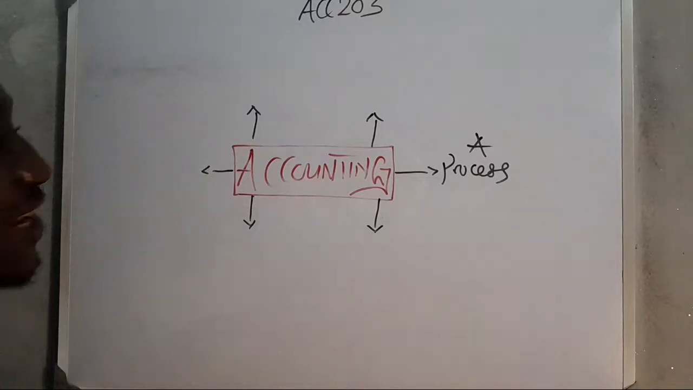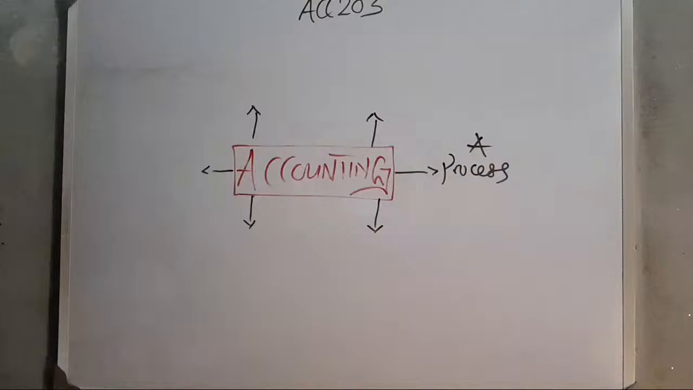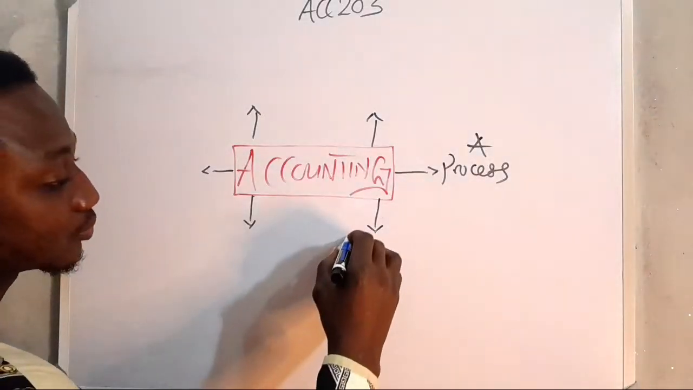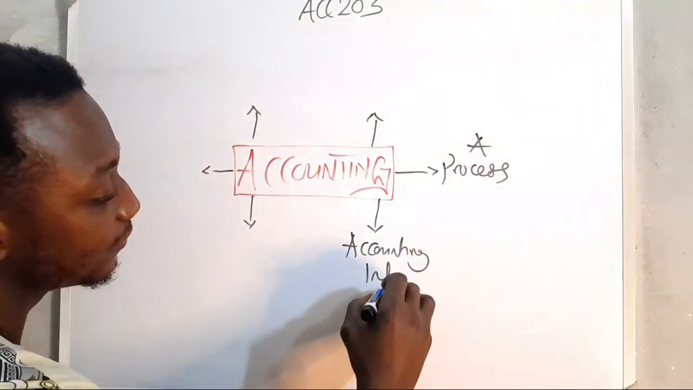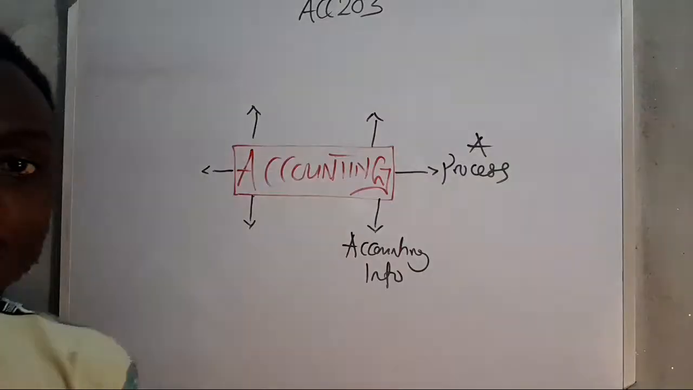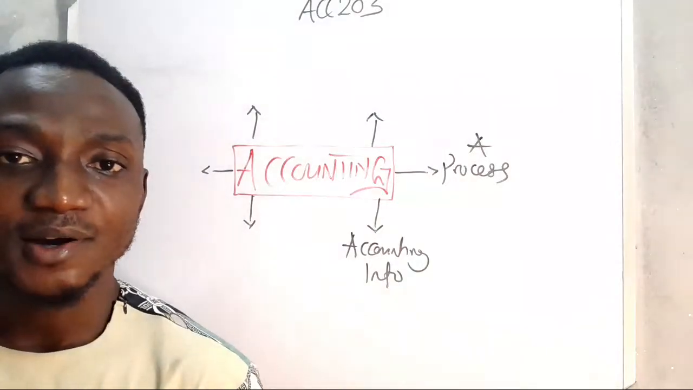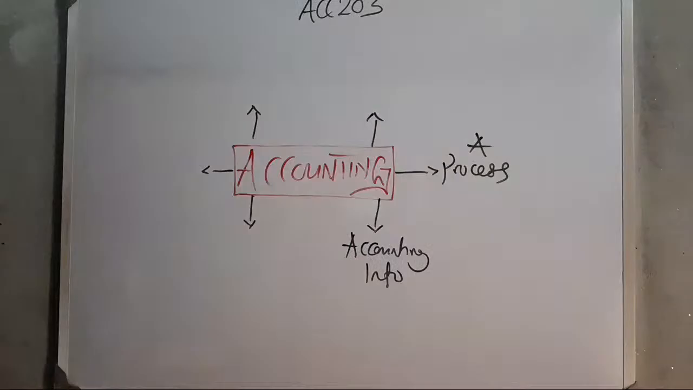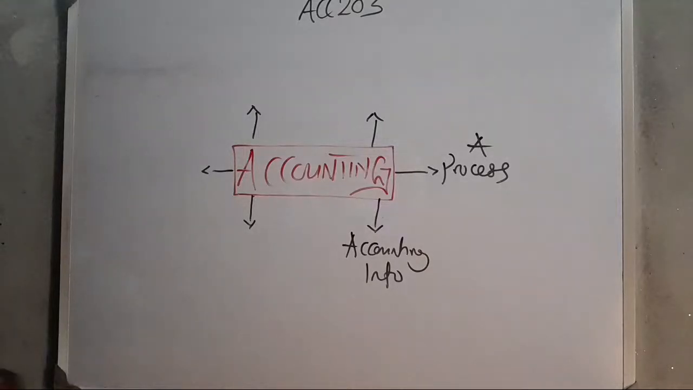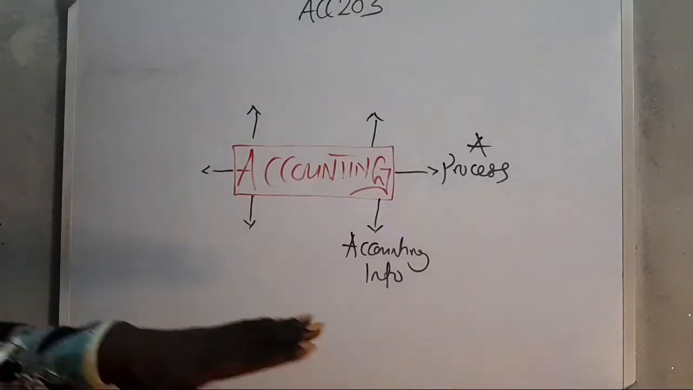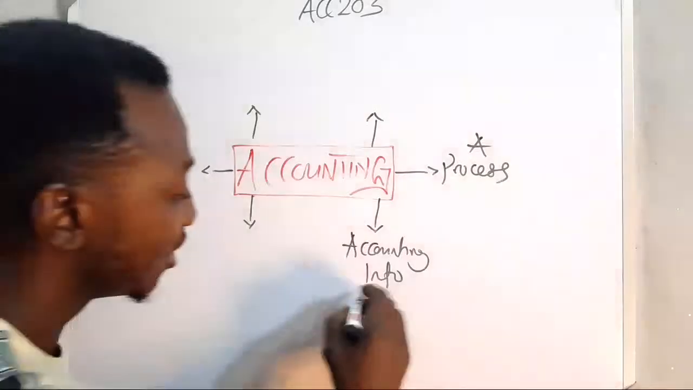A process that involves the designing and operating an efficient accounting information. Okay, good evening, Mr. Friday and Miss Peace. All right, a process that has to do with what? Designing and operating an efficient accounting information system.